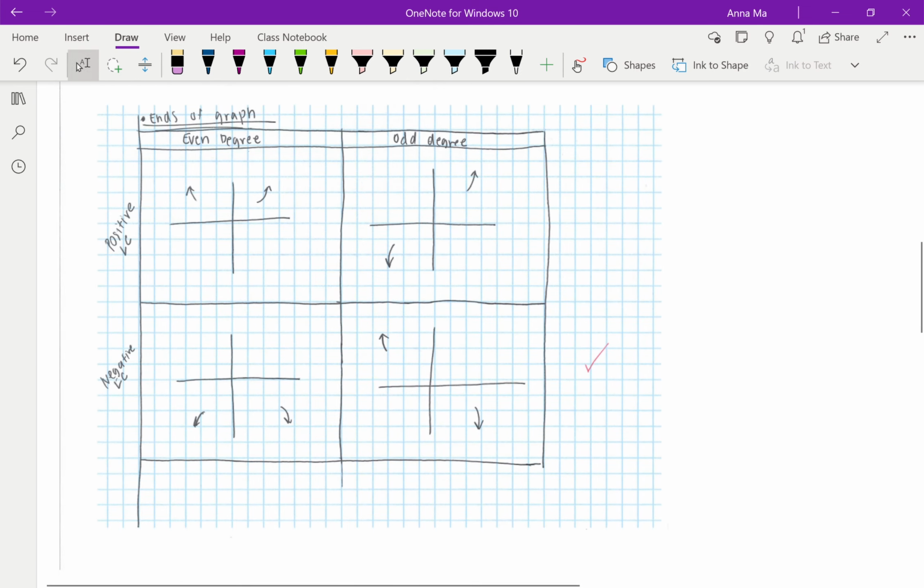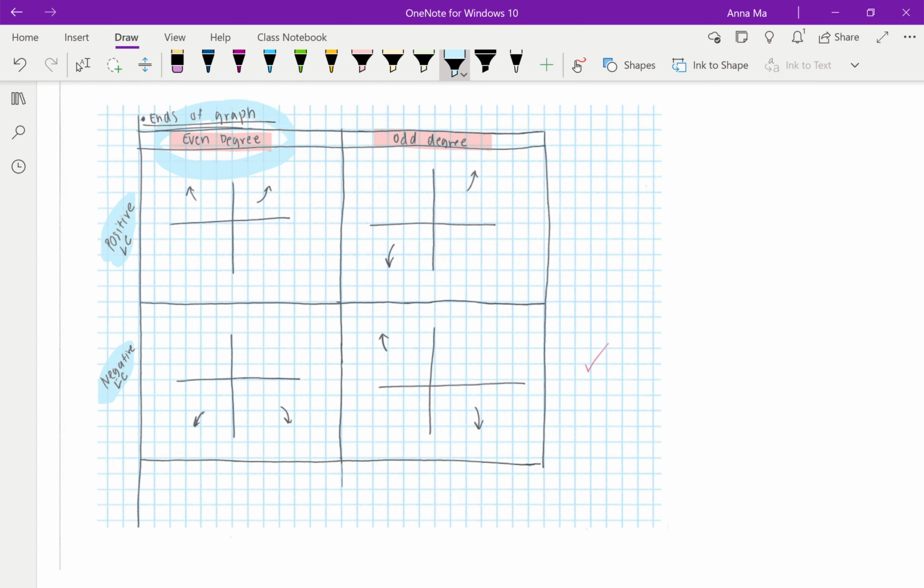Now, in her solution, she talked about the ends of the graph. So to identify the degree of the polynomial, she's split it into even degree versus odd degree. If you have an even degree, so the highest power of x is 2, 4, 6, or any even number, the ends of the graph are going to be pointing the same direction. And then she's also identified different categories. She talked about positive leading coefficient and negative leading coefficient.